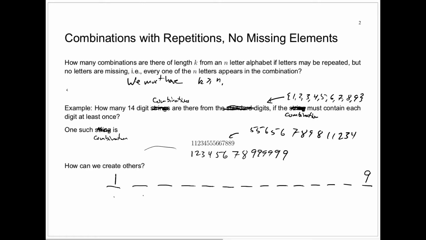And then I can ask myself, where do I make those jumps? One possibility is I put those 8 jumps here, here, here, here, here, here, here, and here. Those are 8 places where I could make the jumps, and that would give me the string 1, 2, 3, 3, 4, 4, 5, 5, 6, 6, 7, 7, 8, 9. That's different from these other combinations, but I get this new combination.